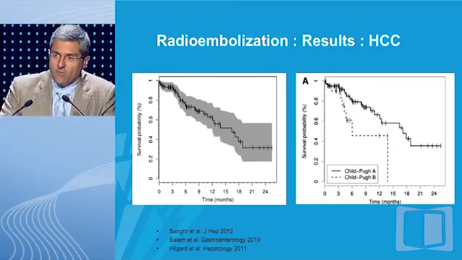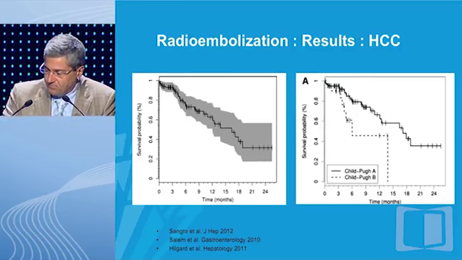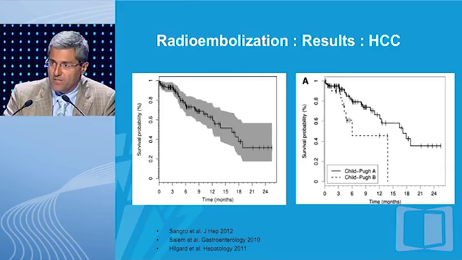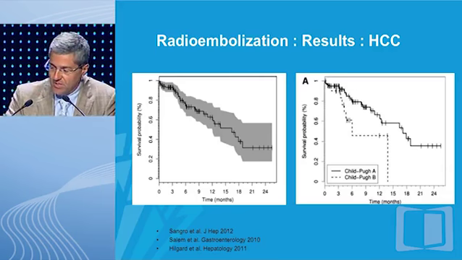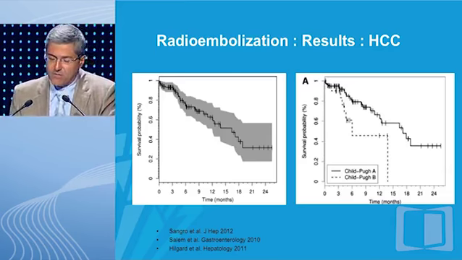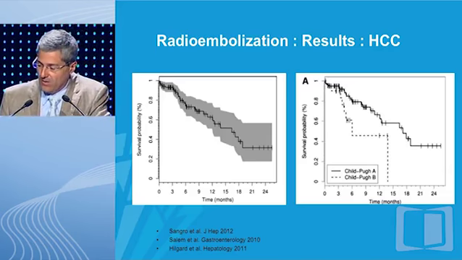So what about outcome for HCC? Well, of course, outcome will be better in Child-Pugh A patients compared to Child-Pugh B patients, but on average, the survival probability at 1 year will be between 50 and 80%. It has to be known that Y90 is a one-shot treatment, whereas chemoembolization is a sequential treatment of several sessions.